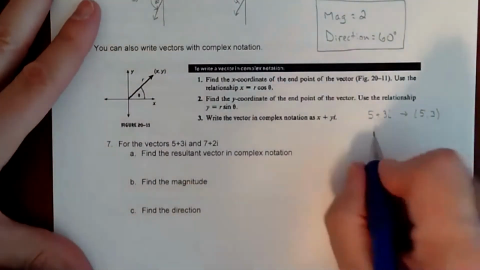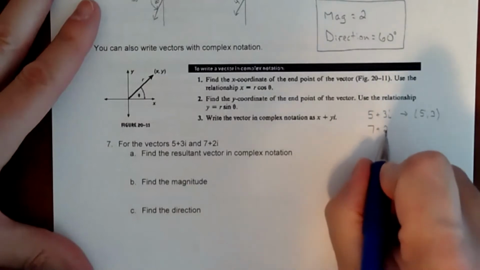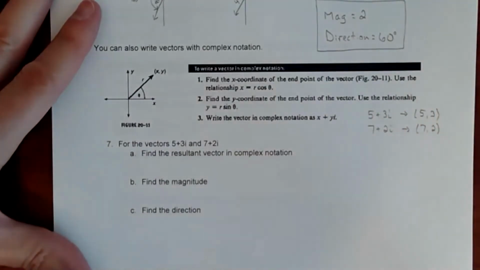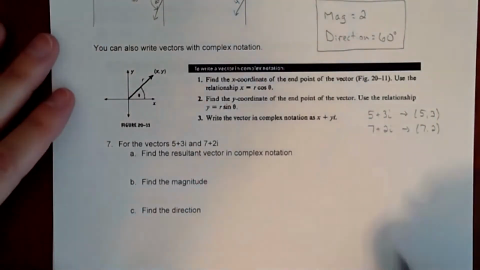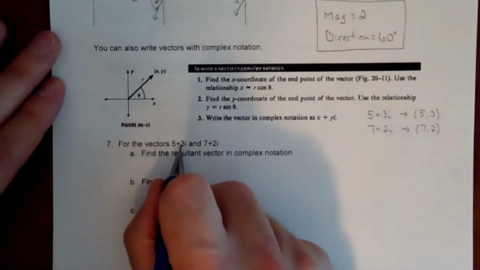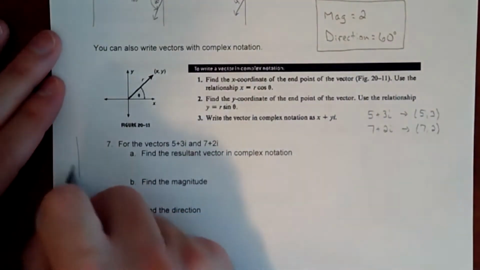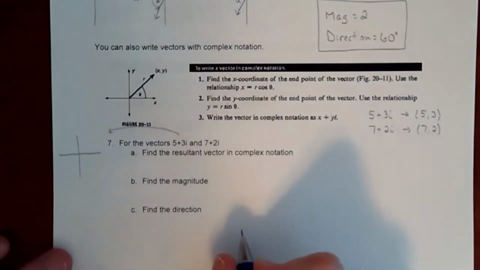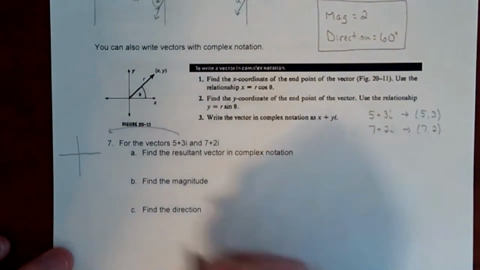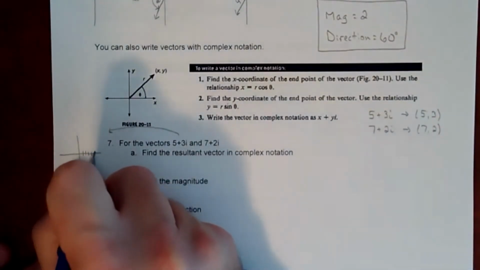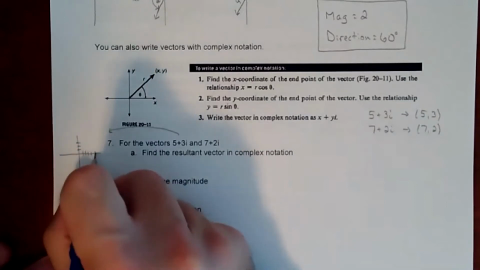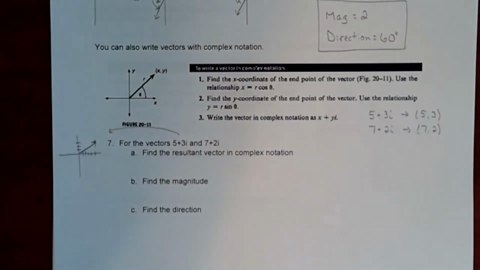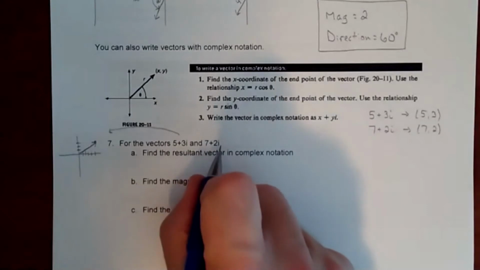And then the 7 plus 2i is really 7, 2. Okay, so when we plot it, and we're plotting this 5 plus 3i, draw that over here. We're going to create a vector out of it, but I'm going to treat it like this. So I'm going to be going out 5 and up 3, and that is my vector for it. All right, and then same thing here. We will go out 7, up 2.